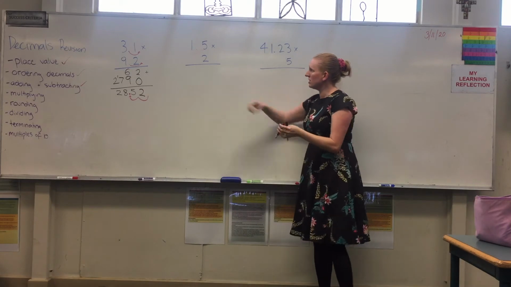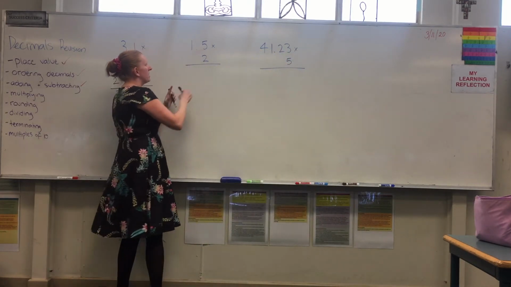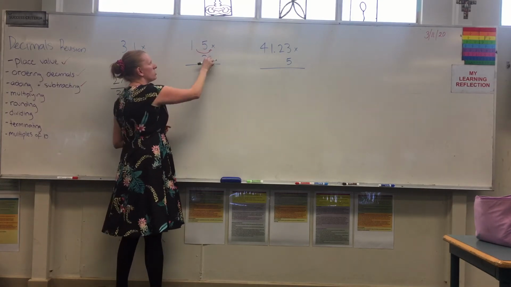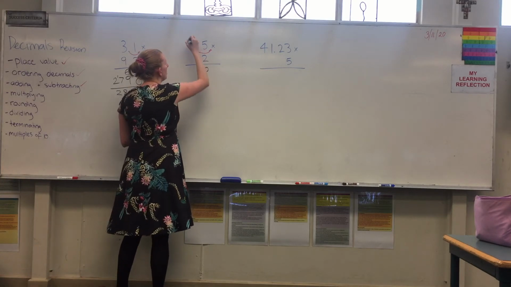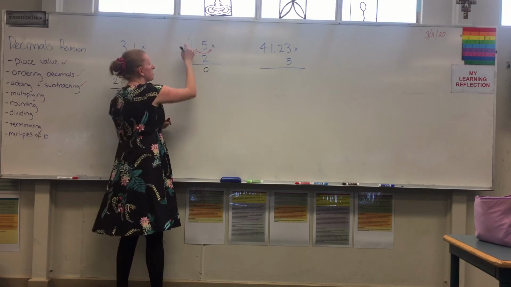Alright, let's do this one. Let's move our decimal place out. 2 times 5 is 10. Carry 1. 2 times 1 is 2 plus 1.